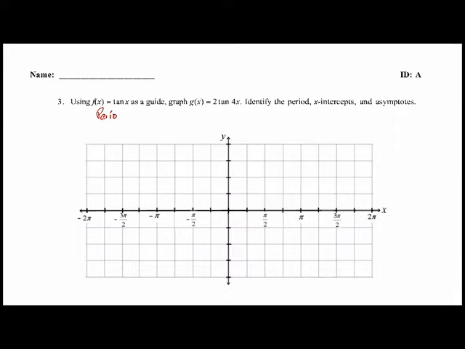The period of a tangent graph, you can do pi over the absolute value of b. What's the b value here?